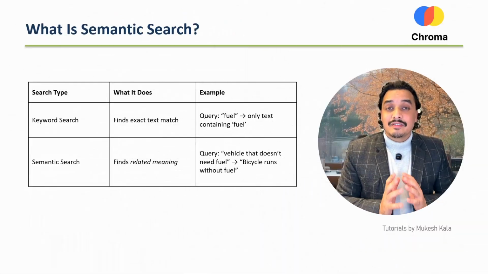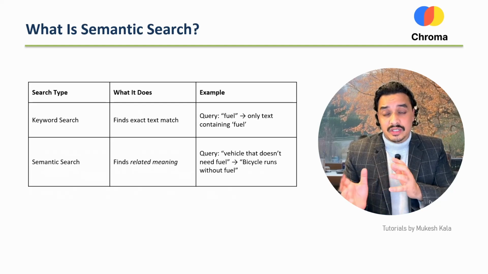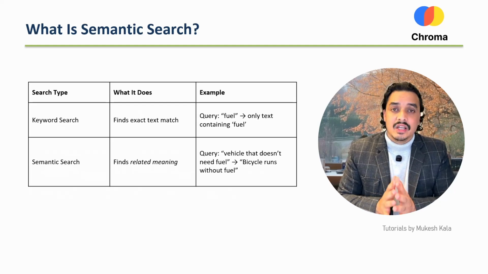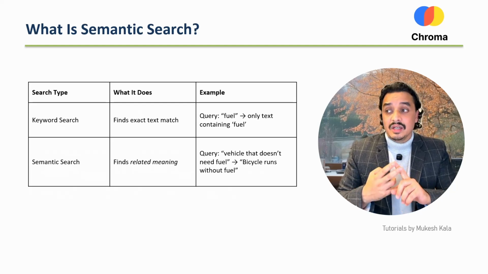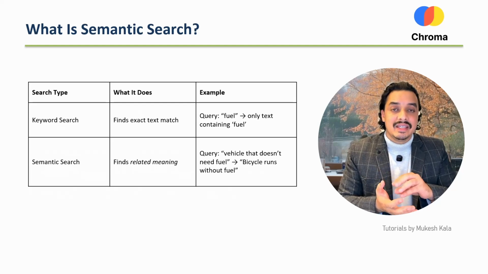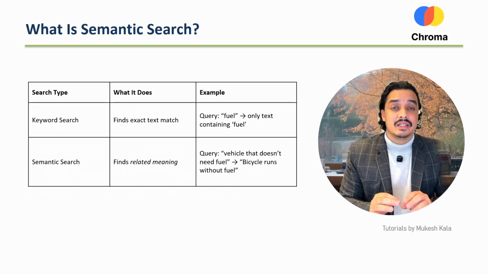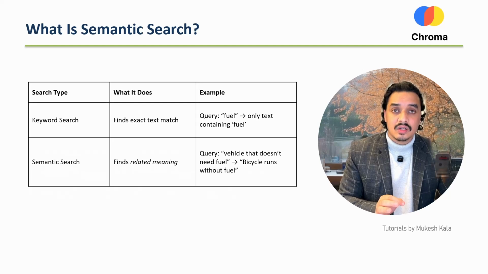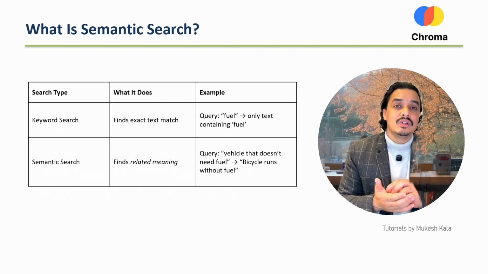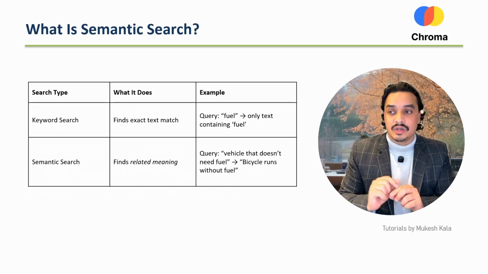Okay, so first things first, what exactly is semantic search? You might be hearing this term for the first time, and today I am also going to discuss something called keyword search. On the screen you see there are two examples. One is keyword search and the other is semantic search. Keyword search is like finding the exact text match, one to one. For example, if I just say tell me the vehicles where the fuel is equal to petrol, it is going to search for exactly the word fuel, F-U-E-L, because that is the keyword.